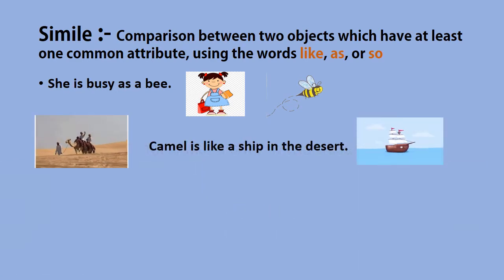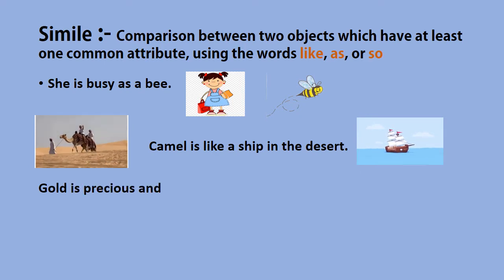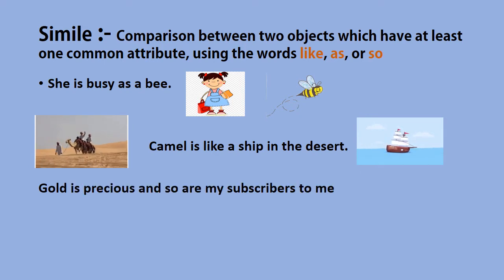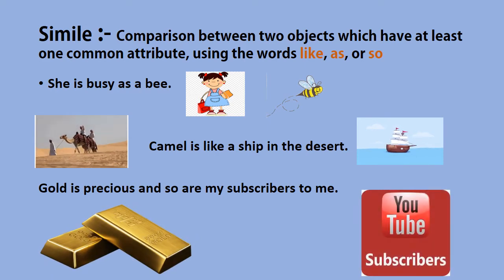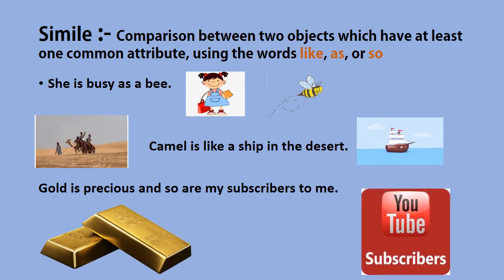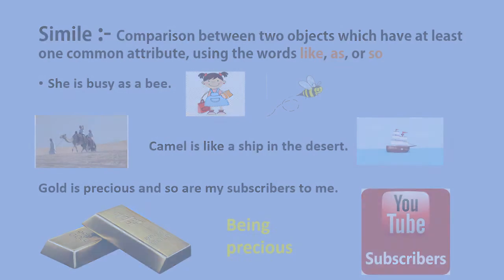The next example is, gold is precious and so are my subscribers to me. Really, you all are very precious to me, just like gold. So, what is the common thing here between gold and my subscriber? Both are very precious. Being precious is the common attribute I am talking about.